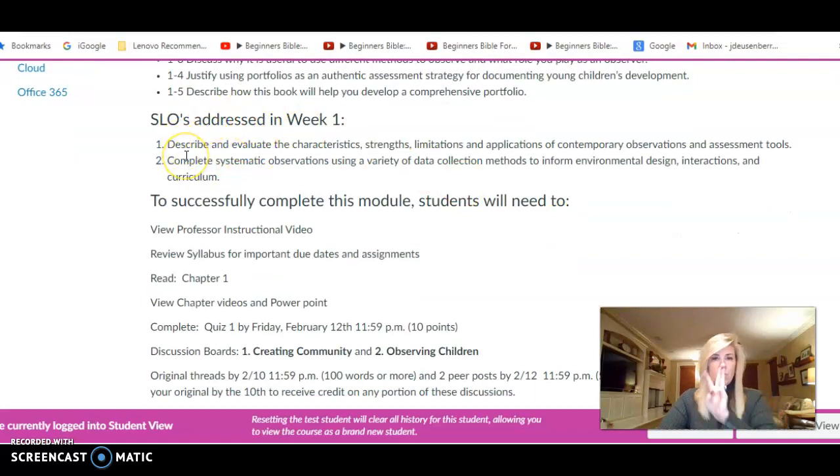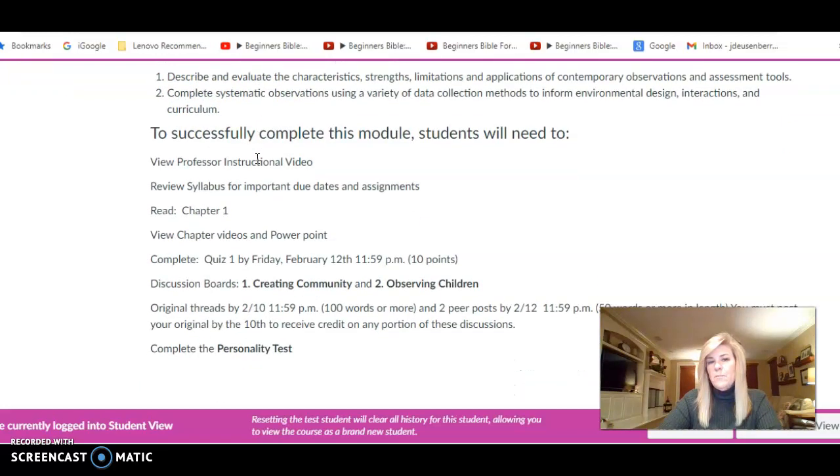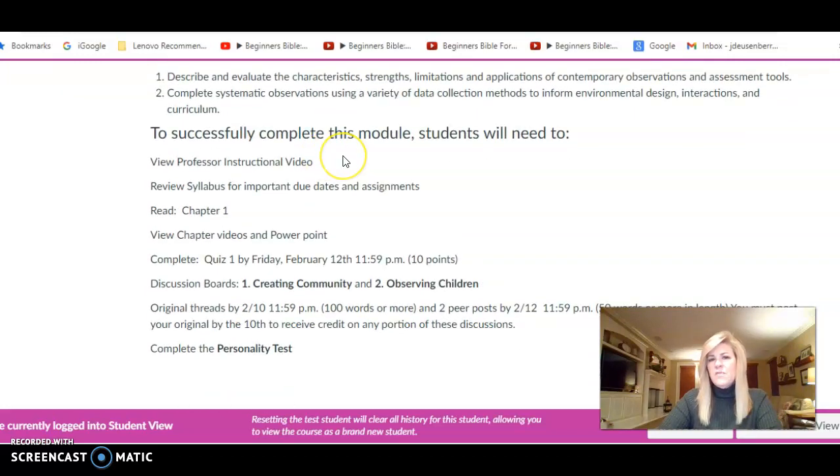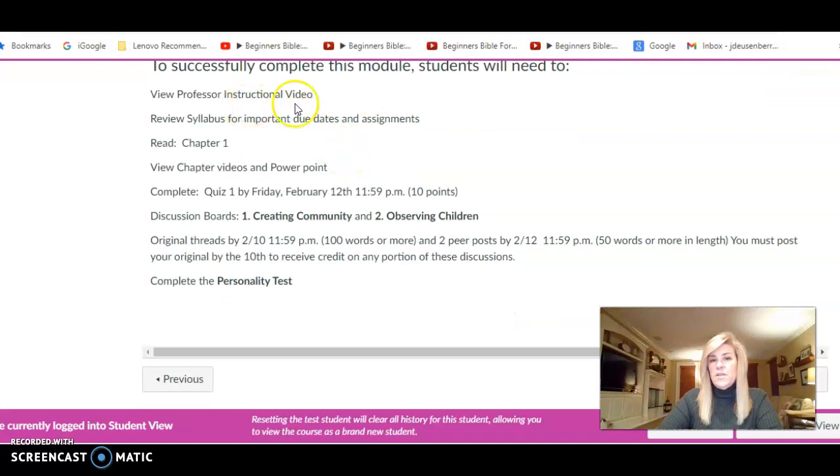SLOs, we have 3 in this course. Each week, whatever ones we're covering, I'll make sure to indicate them. So in week 1, there are 2 that we are going to be talking about or actually utilizing. And then to be successful within this module, you will need to review the video. Always keep on top of the syllabus. It has very important dates and assignments indicated.